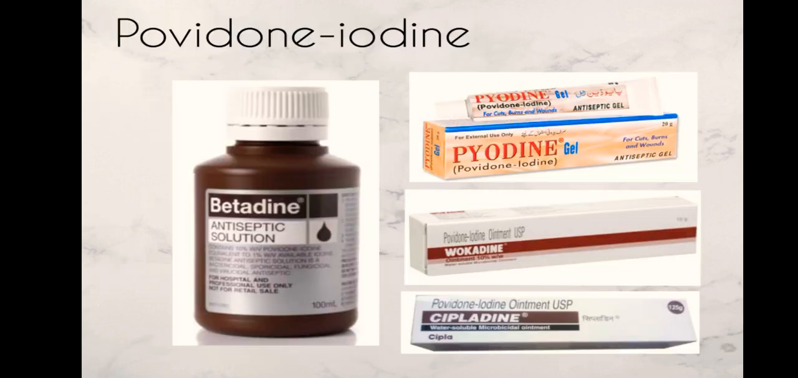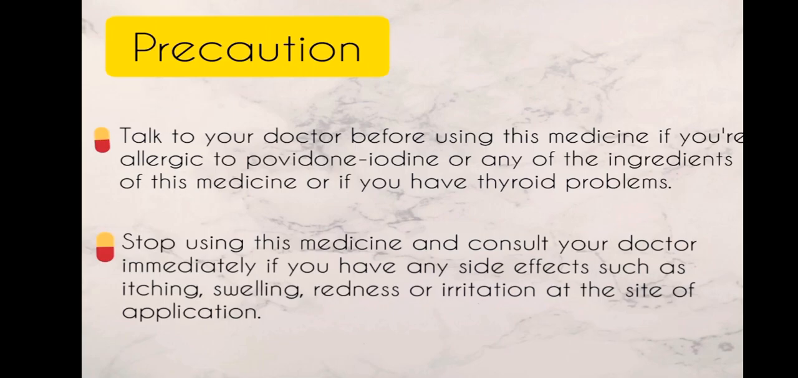Trade names are Betadine, Pyodine, and Vocadine. Talk to a doctor before using this medicine if you are allergic to povidone iodine or any of the ingredients of this medicine, or if you have any thyroid problems. Stop using this medicine and consult your doctor immediately if you have any side effects such as itching, swelling, redness, or irritation at the site of application.